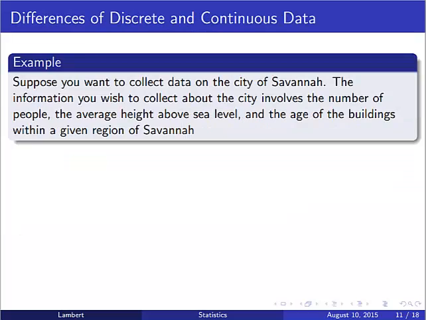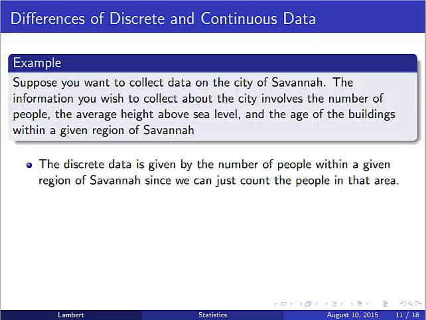So let's take a look at an example between discrete and continuous. Suppose you want to collect data on the city of Savannah. The information you wish to collect about the city involves the number of people, the average height above sea level, and the age of the buildings within a given region of Savannah.